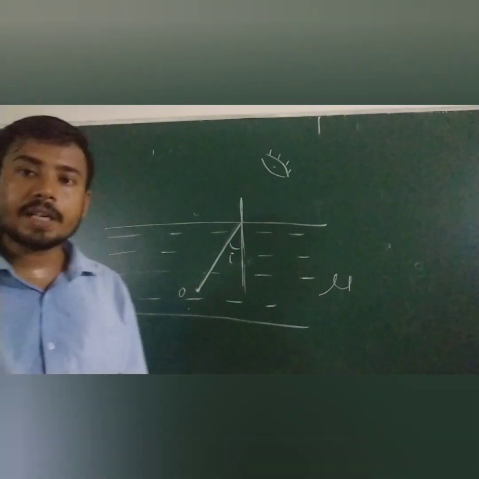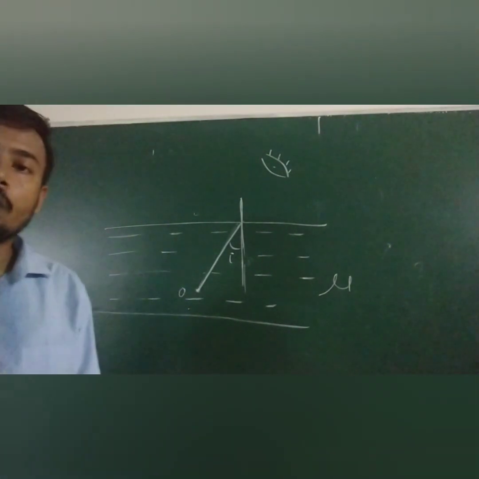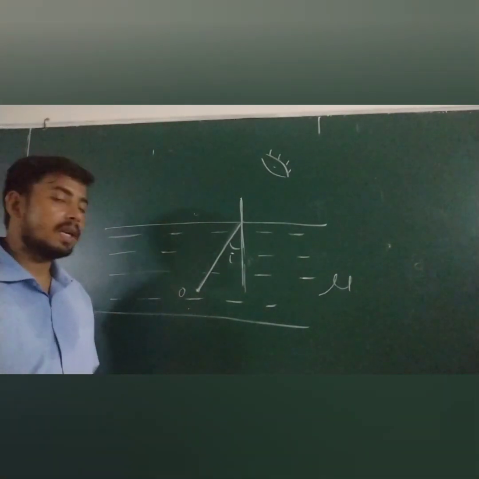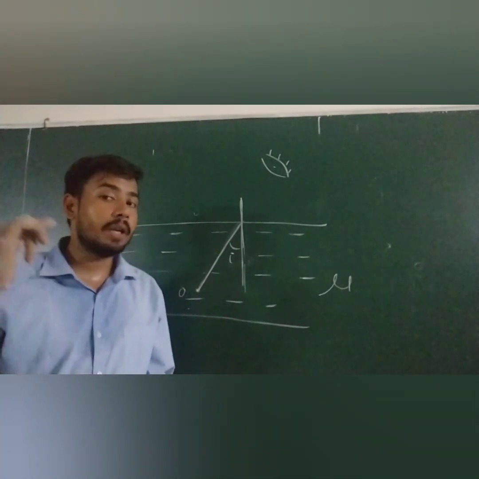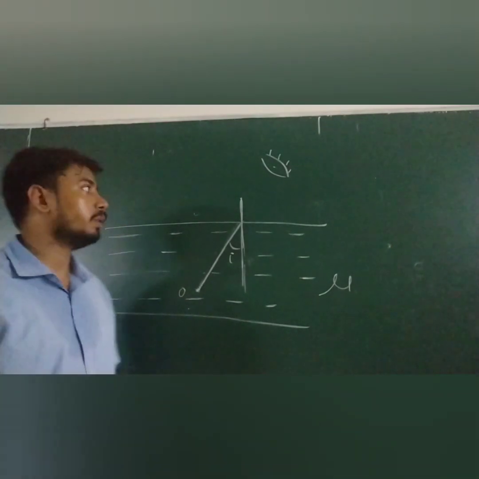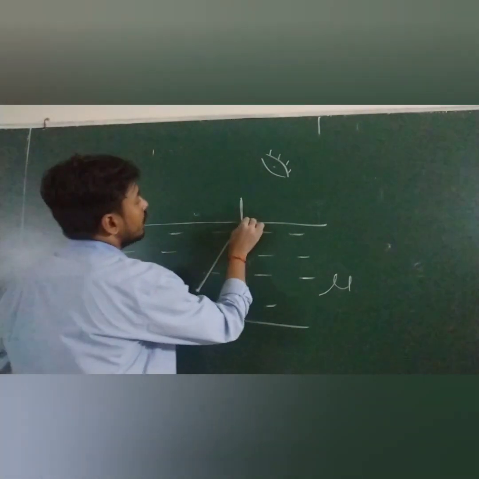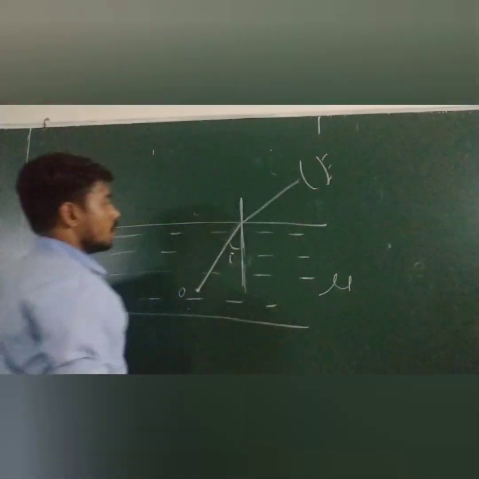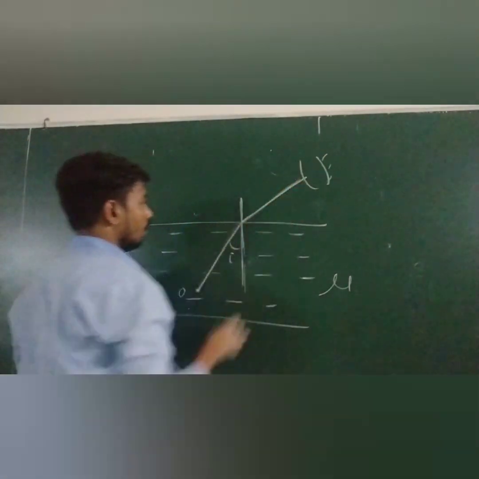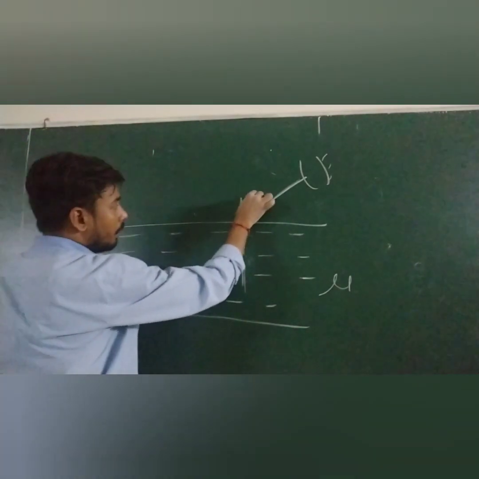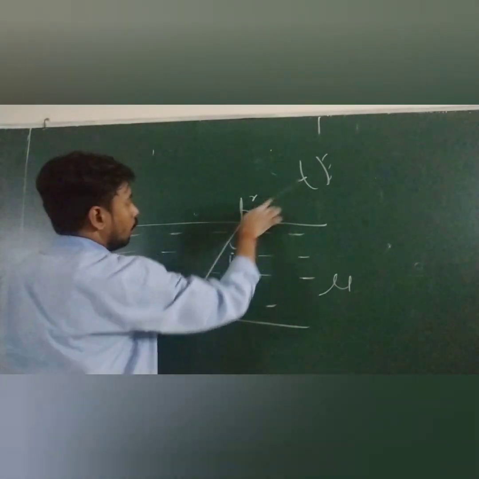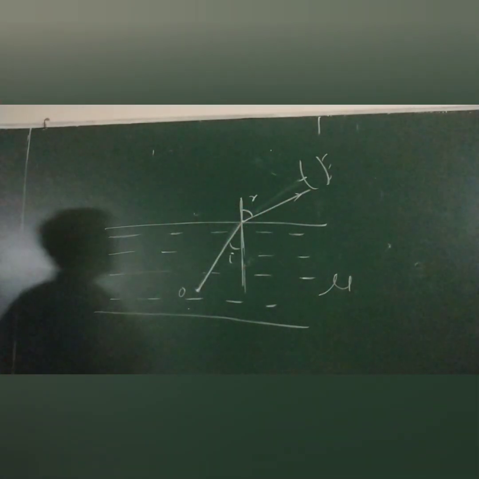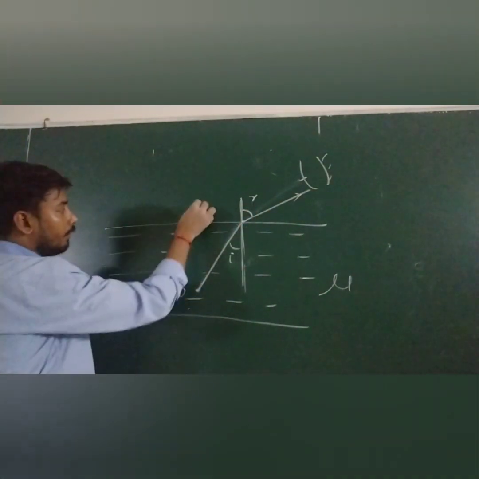But my dear student, we know that when light goes from rarer to denser, it bends towards the normal, and when it goes from denser to rarer, it bends away from the normal. So this light will go like this, with more bending like that. So this becomes the angle of refraction r.